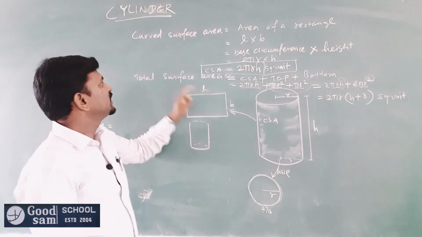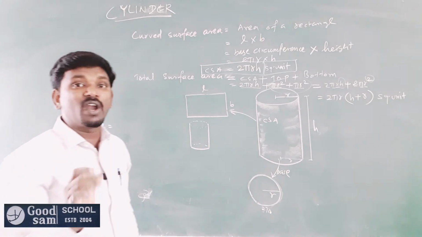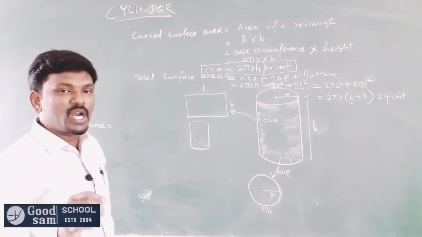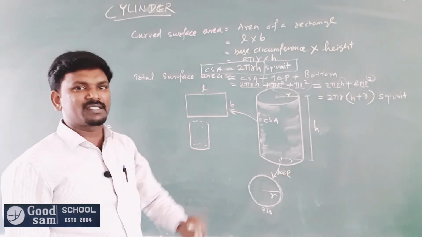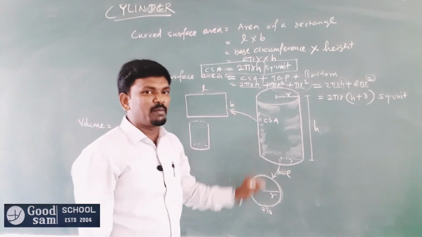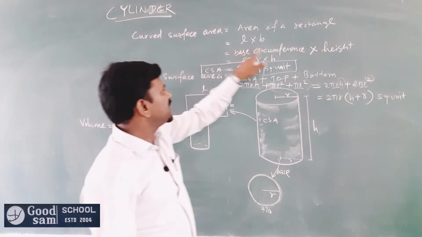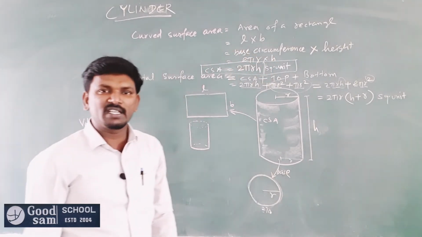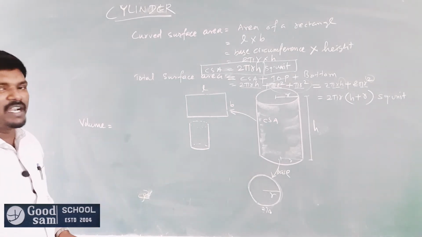Are you clear? Just memorizing the formula is not enough. You should not memorize the formula. You should not mug up. We have to understand how the formula works. Why are we using this formula? How did the formula come? So the curved surface area is 2πrh. Total surface area is 2πr(h + r). Then we will come to the volume.